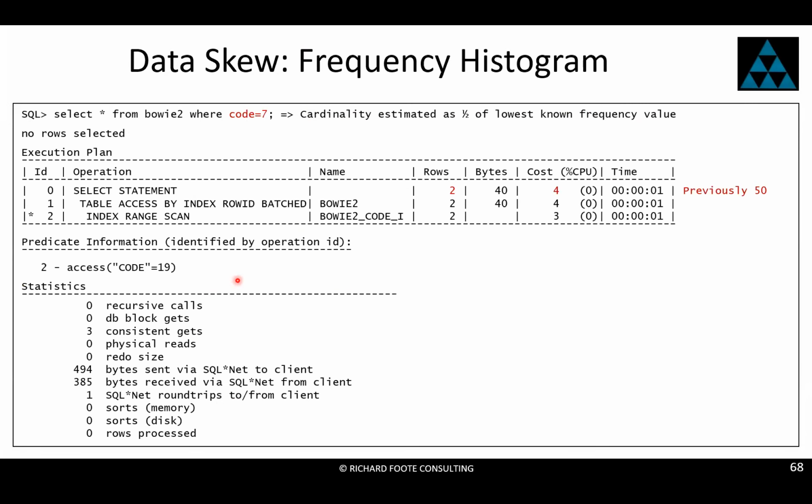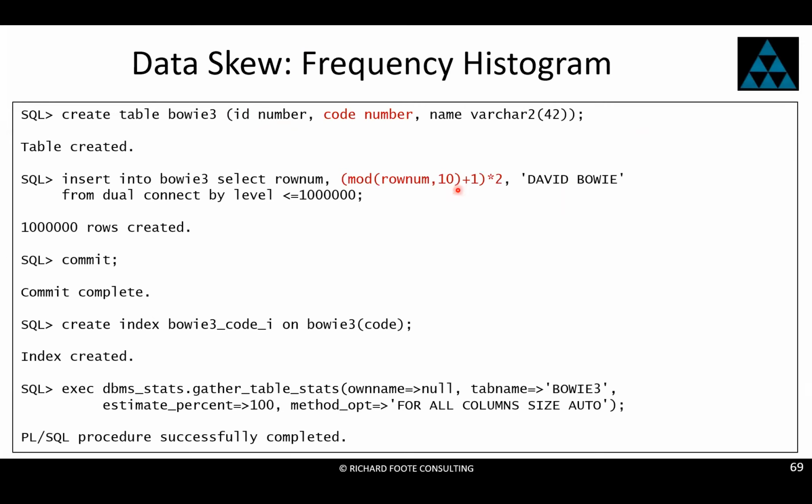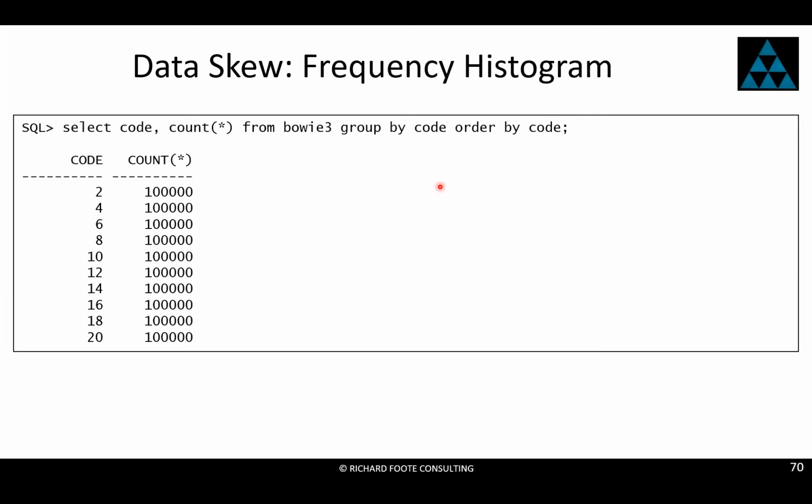One of the subtle differences now is that previously, when I ran something that didn't exist, it was 50. Now, because I've got a new value that's much less, it's using half of that. So you can see now it's only thinking it's 2 rows. Previously, it was 50. Now, what I'm going to do is create a table that has actually no real need for histograms because every single value has the same number of rows. Each of them has 100,000.